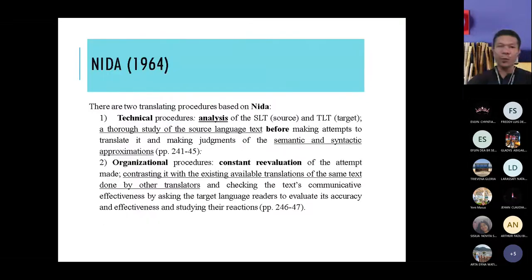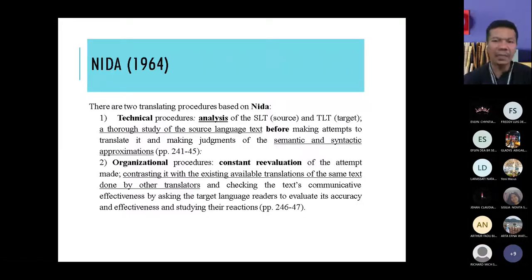Okay, let's go on. Before we continue to what Peter Newmark proposed about translation procedures, Nida, also in 1964, mentioned that there are 2 translation procedures in translation work, but these are very general, so most translators do not use them. That's why Peter Newmark proposed 15 translation procedures that are very helpful for translators to conduct their translation work. That's why, as I told you just now, many students in the translation field take the translation procedures proposed by Newmark rather than those proposed by Nida.